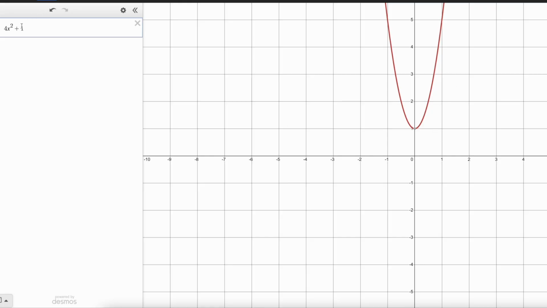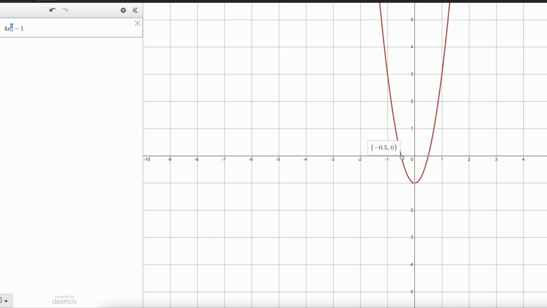Now looking back on Desmos, this doesn't mean that if one of these numbers is 0, there will be no x-intercepts. For example, this one here, where we have 4x squared take 1, there's still no b value here, so b is still 0, c is negative 1, and a is positive 4. And if you look on the right, you can see that there are x-intercepts here. There's one at negative 0.5, and there's one at positive 0.5. So just because we are missing a value, a, b, or c, doesn't mean that there are no x-intercepts.